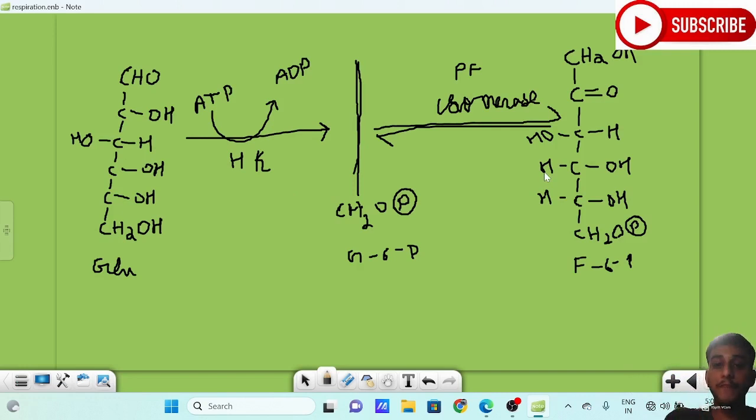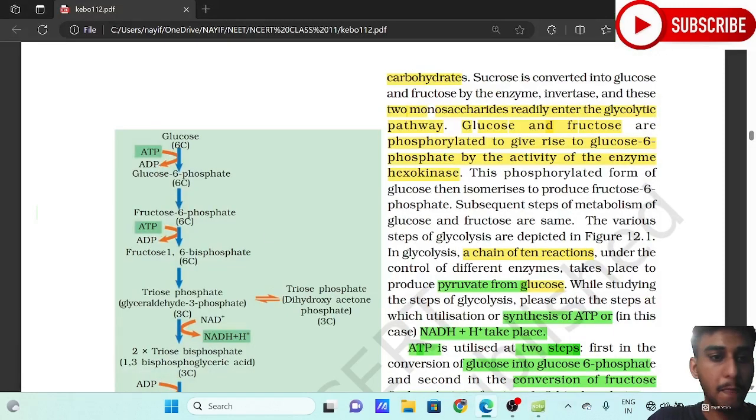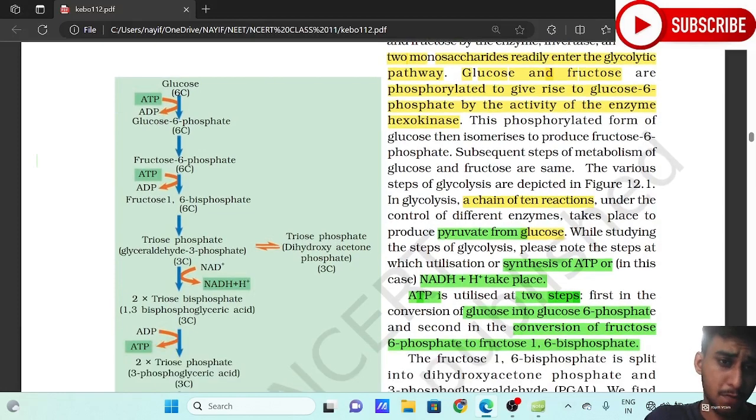Now, what happens in the next step? Fructose 6-phosphate is converted into fructose 1,6-bisphosphate. Okay, I will just show. Look, glucose converted into glucose 6-phosphate, glucose 6-phosphate to fructose 6-phosphate. Next, fructose 6-phosphate into fructose 1,6-bisphosphate.